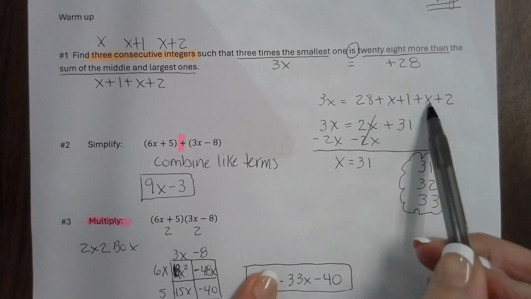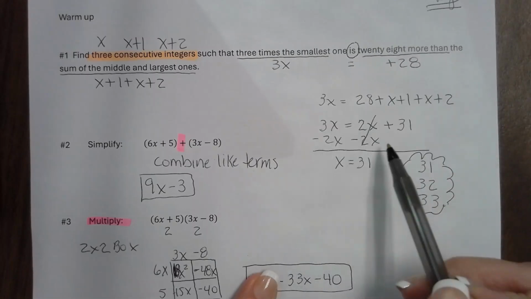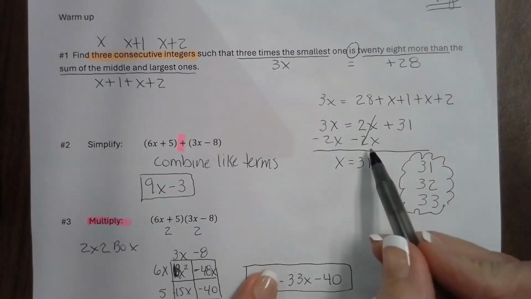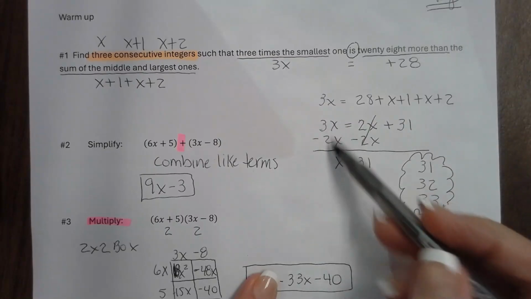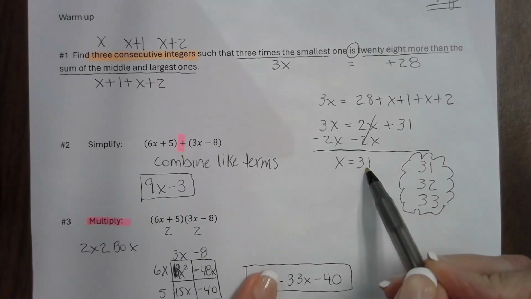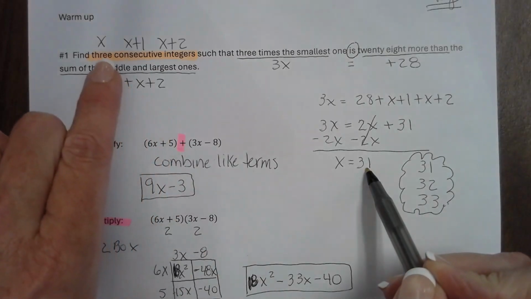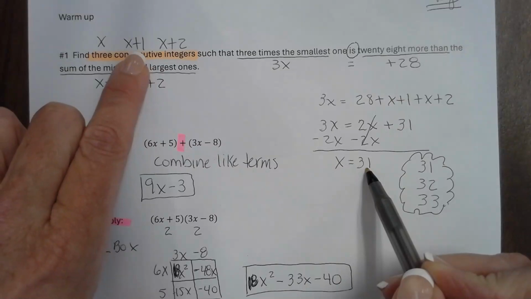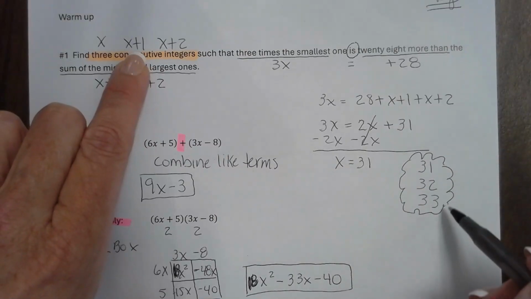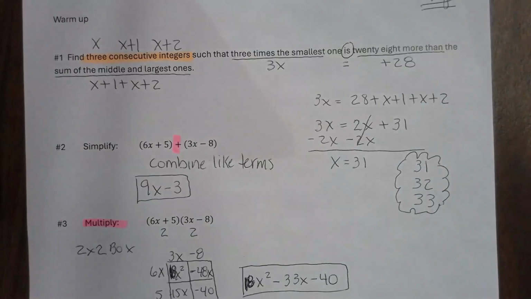Then we combine like terms. Then it's really 2 steps. Subtract 2x on both sides to get my x's together. So I get a 31. Don't forget there's 3 of them. So I got 31. I add 1, I get 32. I add 1, I get 33.